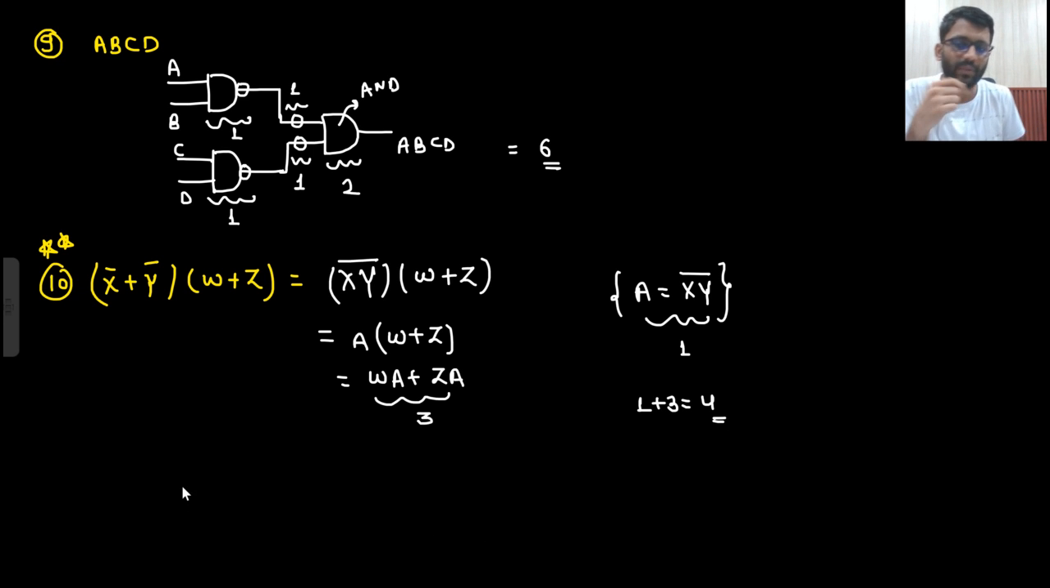How? Let's check that out. What do I need to implement? What was my first question? I saw that this is not the form I require. Then I thought, can I do something about it? Yes, I can do. What can I do? X bar plus y bar, I can replace this as xy bar. So xy bar, I am assuming it to be A. So WA plus ZA. WA plus ZA I can implement in 3. That I know. AB plus CD I can implement in 3. AB plus BC also I can implement in 3.